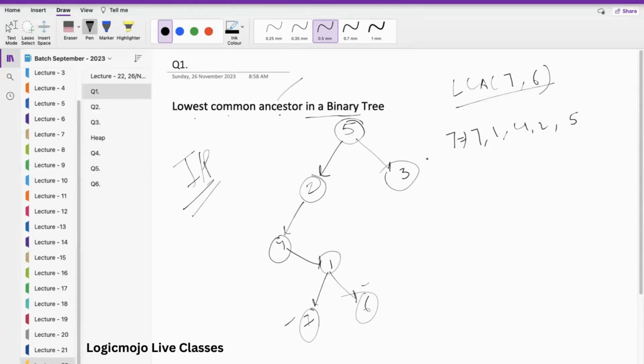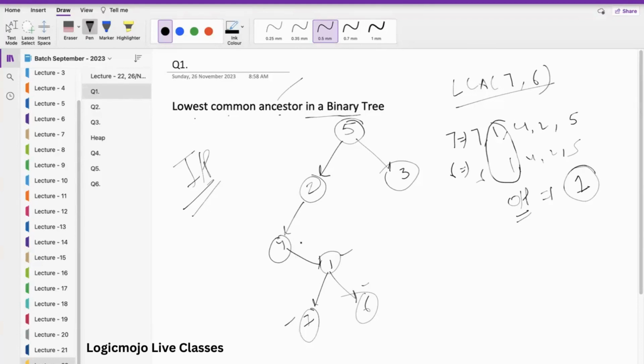For this ask, what will be the answer? Now, for 6, the usual ancestors are 1, 4, 2, 5, and 6 itself. So if you observe, what is the lowest common ancestor between them? 1, right? So if we have to calculate the LCA of 7 and 6, the output will be node 1. Does that make sense?